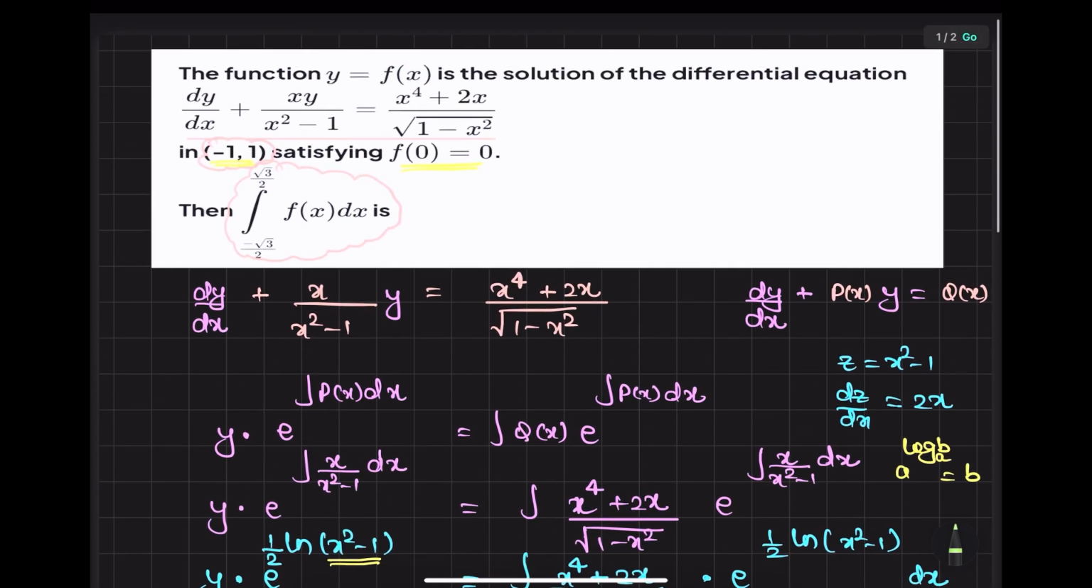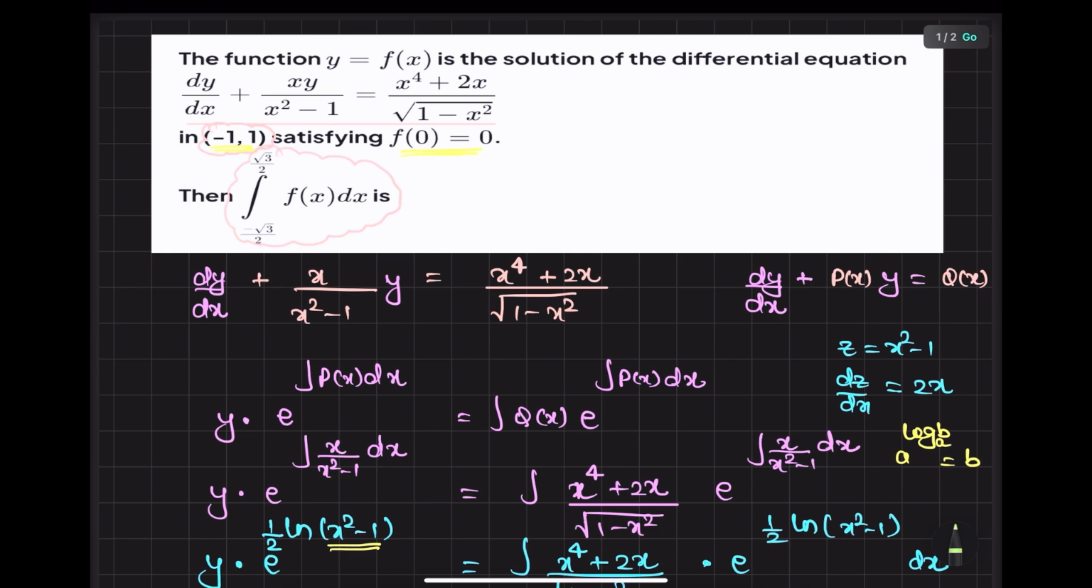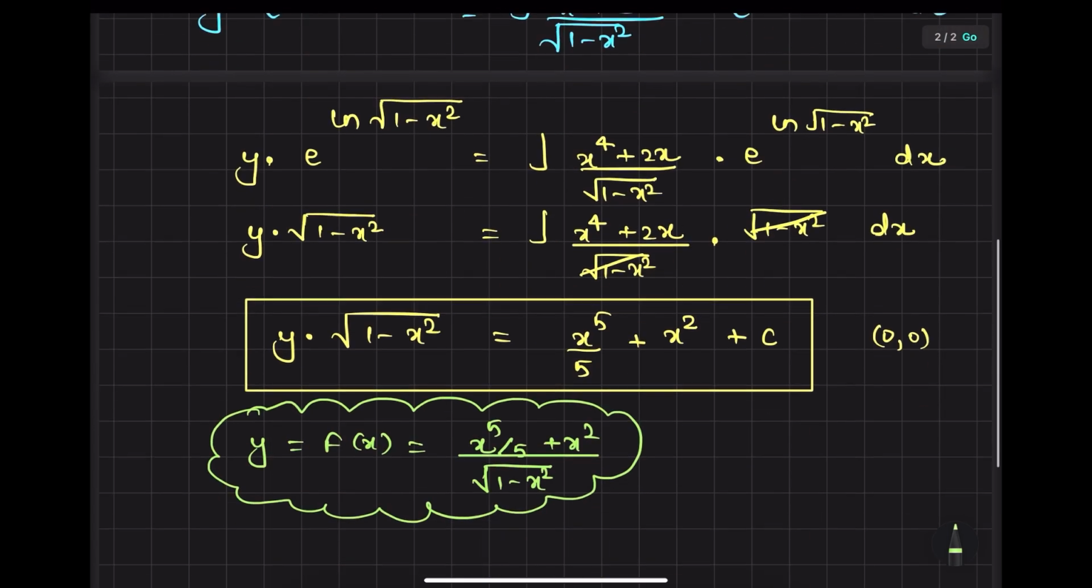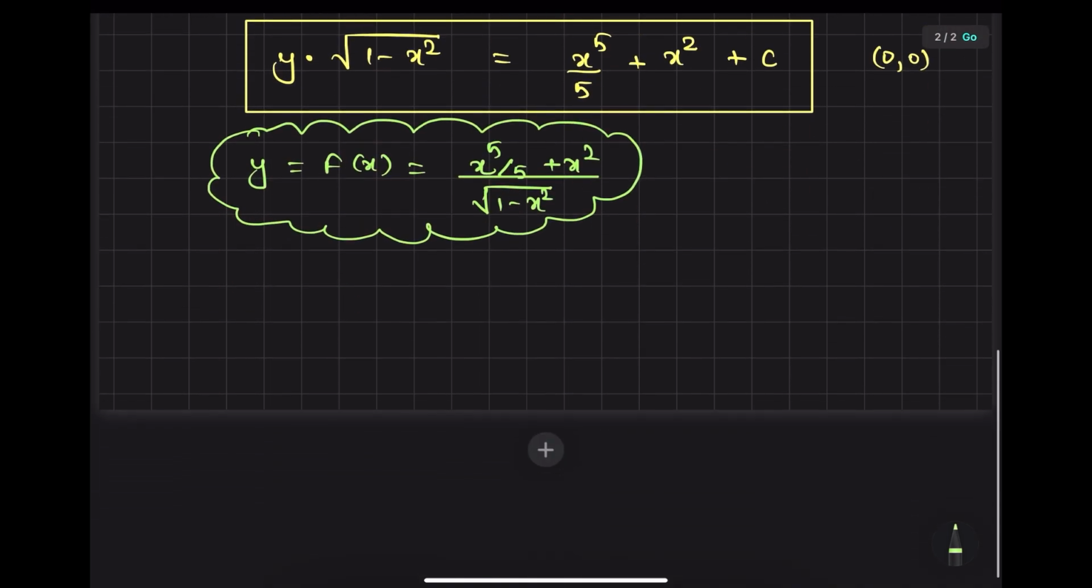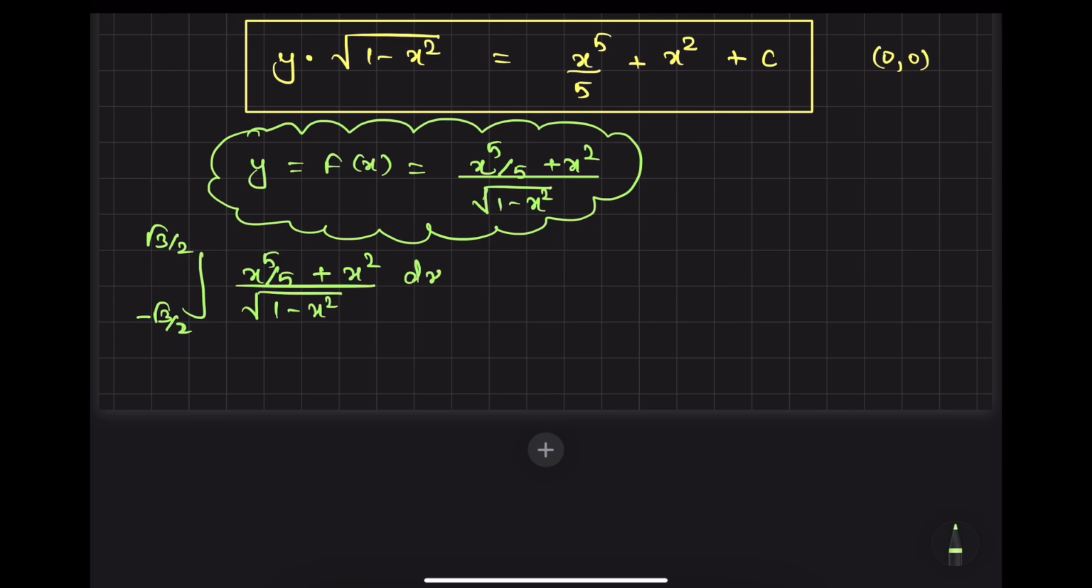Now what we have to do is find the definite integration from minus root 3 by 2 to root 3 by 2 of x power 5 by 5 plus x square by root over 1 minus x square dx.